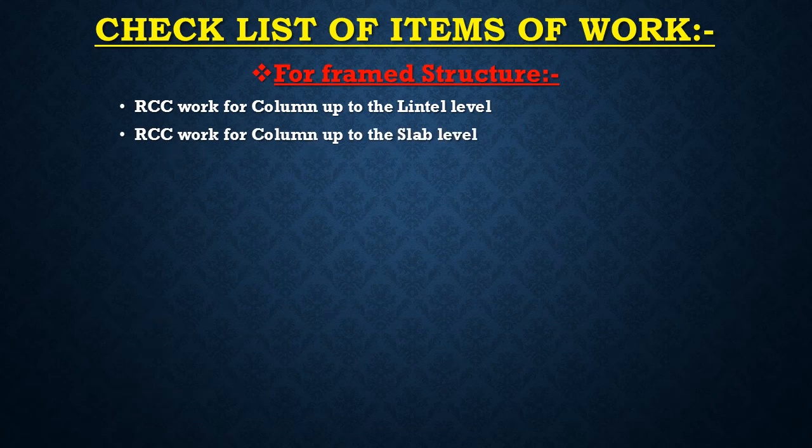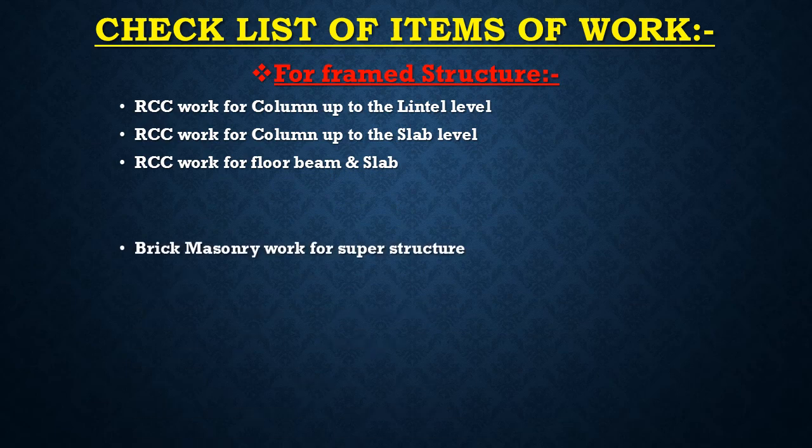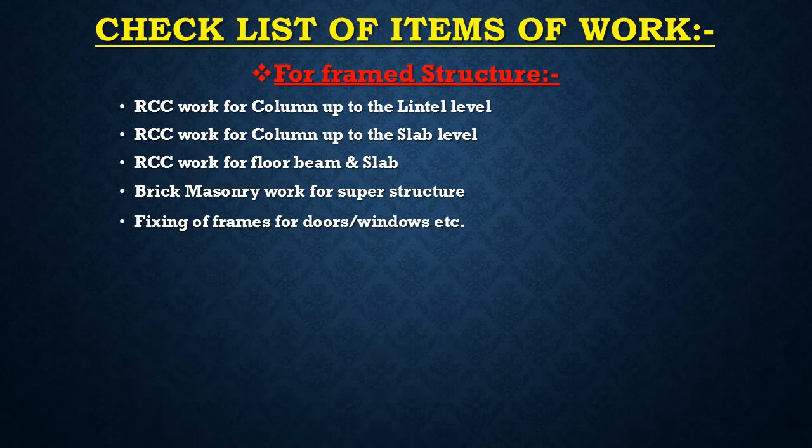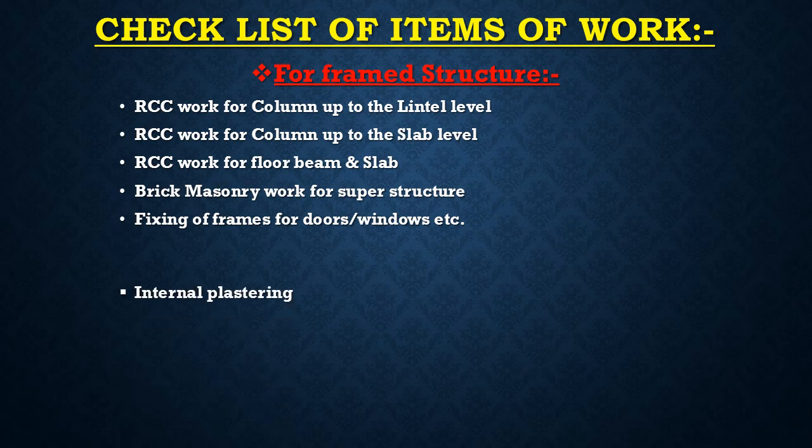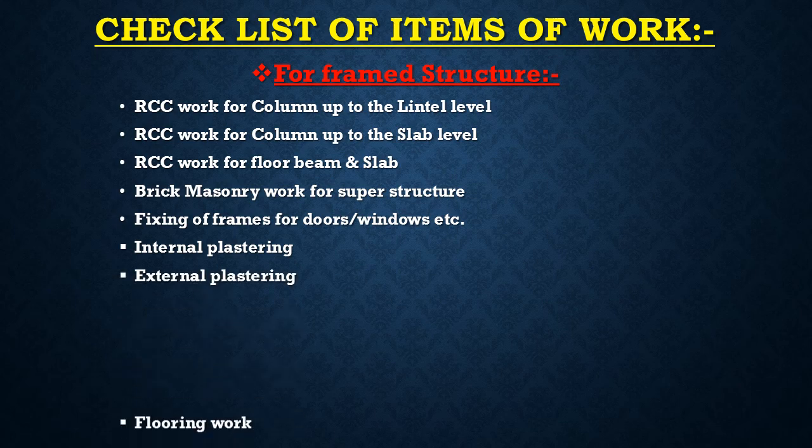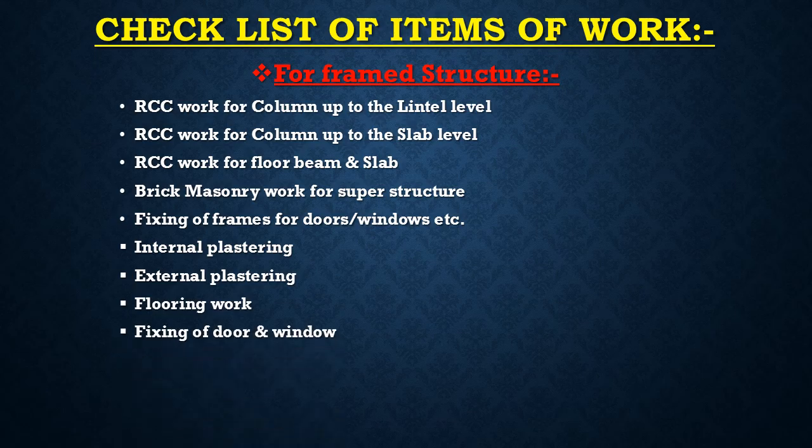Then RCC column up to lintel level. Then RCC work for column up to slab level. Then RCC work for floor, beam and slab. Then brick masonry for superstructure. Fixing of frames for doors and windows is done simultaneously during brick masonry work. Then internal plaster, then external plaster, flooring work, then fixing of doors and windows, then plumbing and electrification.